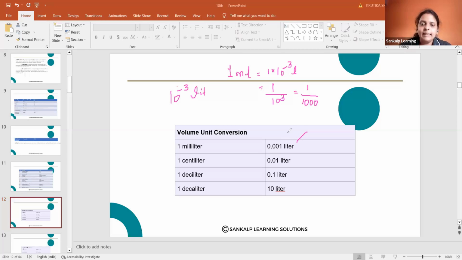1 centiliter: centiliter means 10 to the power of minus 2. Centi means 10 to the power minus 2. So we can do the same thing here.